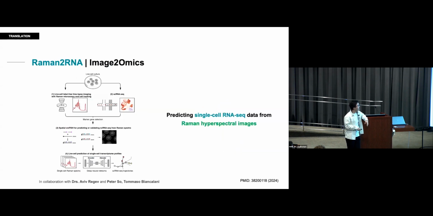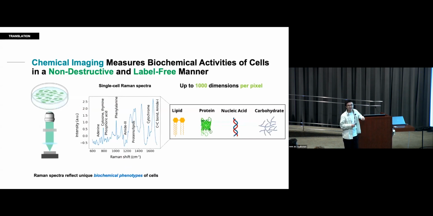That's why we developed this method called Raman to RNA, as a beginning of this journey, in collaboration with Aviv, Peterson and Tommaso. The simple idea is, if you take a picture using Raman microscopy, can we generate single-cell RNA-seq data from Raman images? The advantage of Raman is that it belongs to a, I would not say new, but a new category for biology, which is chemical imaging. Because these chemical imaging modalities can give you chemical activities at a high dimension in a non-destructive and label-free manner.